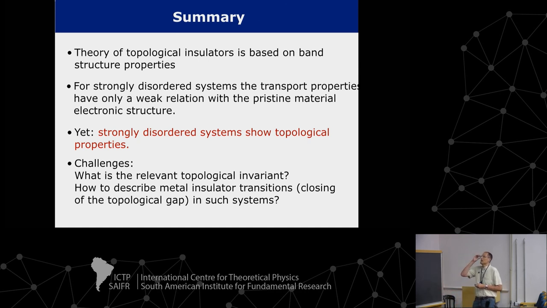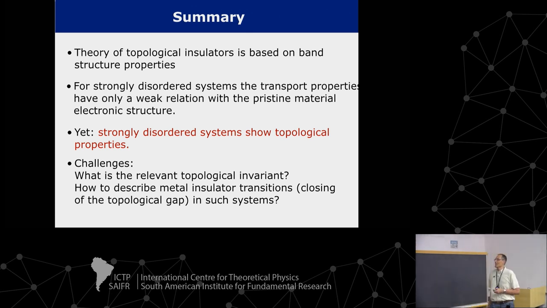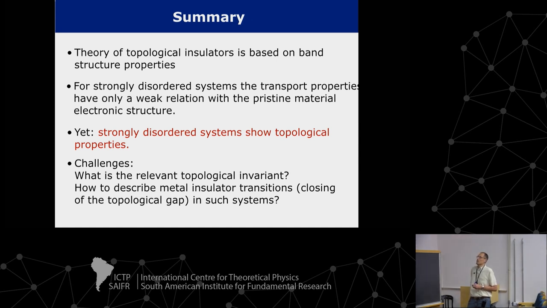I just want to emphasize the theory of topological insulators is based on band structure properties, and for that, you are happy with translation invariance. For strongly disordered systems, the transport properties have only a weak relation with the pristine material electronic structure. So does it apply or not? And yet, we find numerically that so far so good, it applies, but we still don't understand very well why. And this is what we are working on now. So what is the relevant topological invariant? How to describe this metal-insulator transition and closing of the topological gap in these systems.